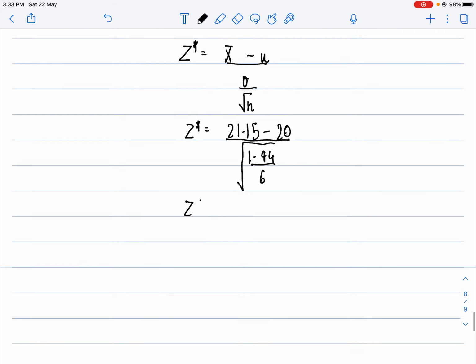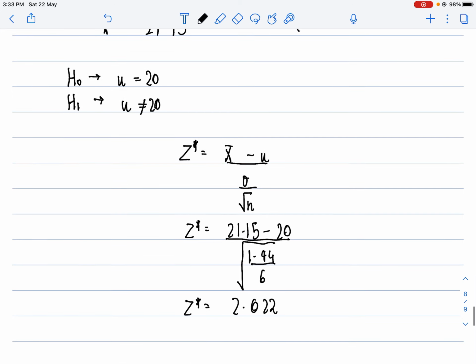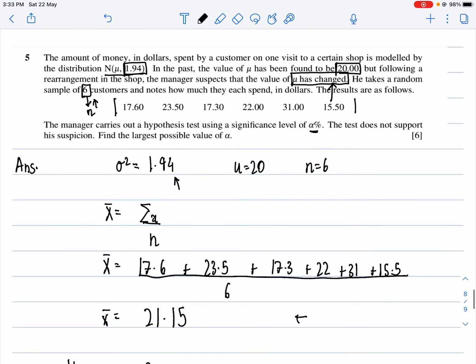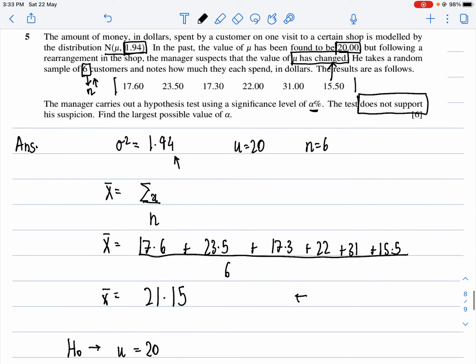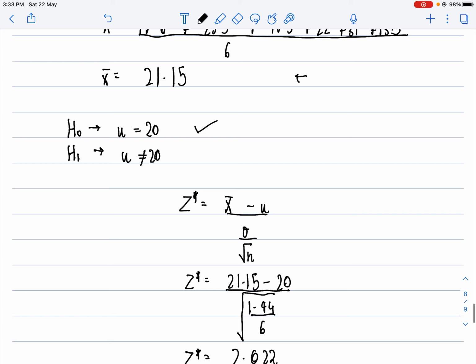Now I can calculate the z star for this. I use my calculator for that, and the value I get is 2.022. Now comes the important part. If you see, the test does not support his suspicion. That means you have accepted your null hypothesis, and you have rejected your alternative hypothesis.